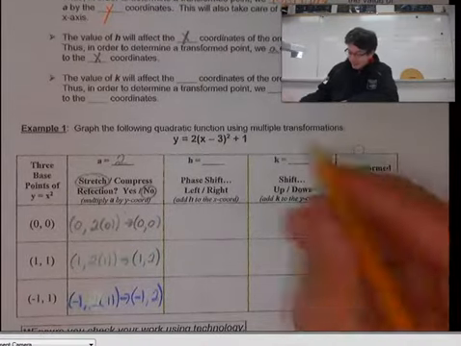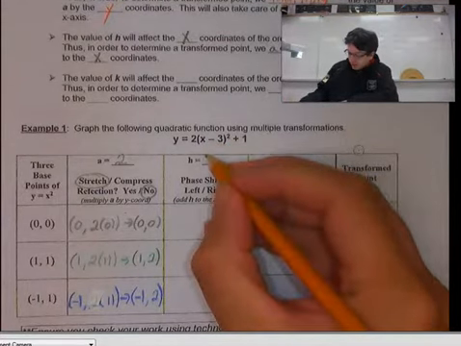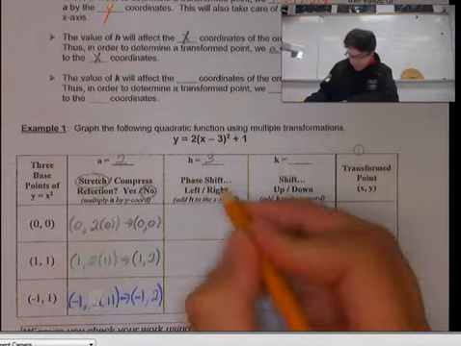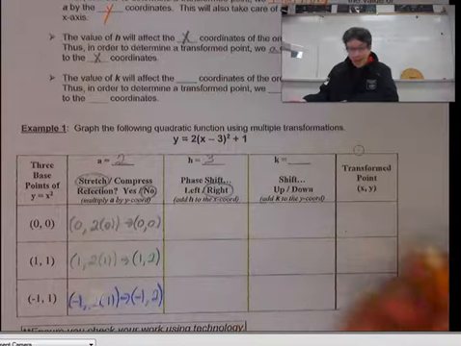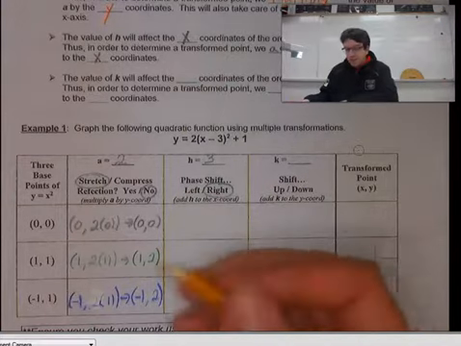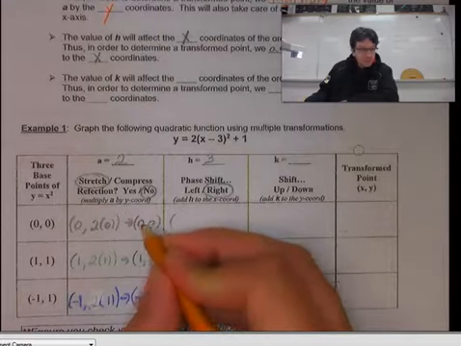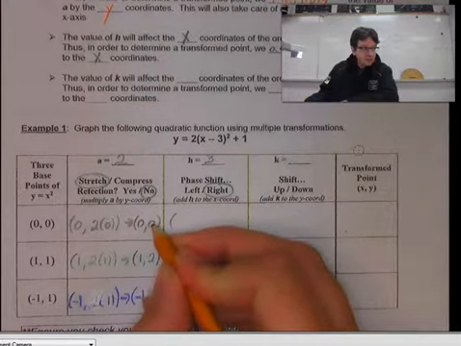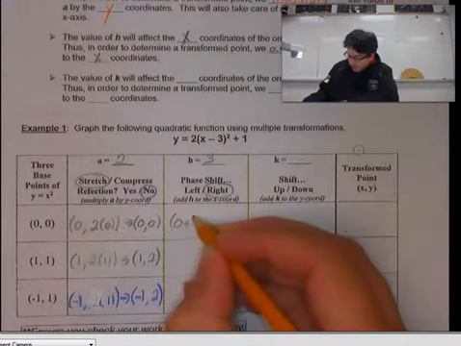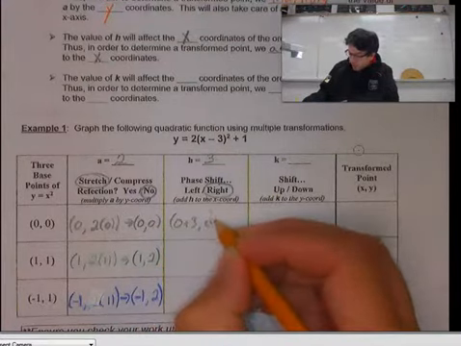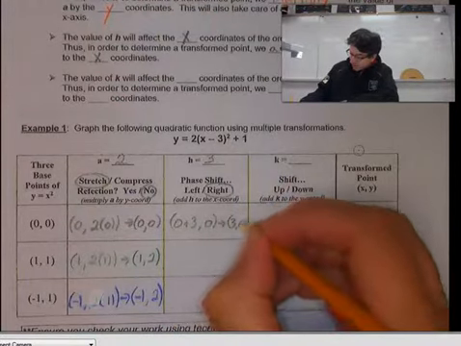In this example, our value of h is 3. Remember, it's in the bracket, so take the opposite sign. So that's a phase shift to the right. Since it's to the right, we're going to add that value. If it was to the left, we would subtract it. Here's our point 0, 0 after that first transformation. We're going to add 3 to the x-coordinate, and the y-coordinate will stay the same. So that is our second transformation. We get 3, 0.